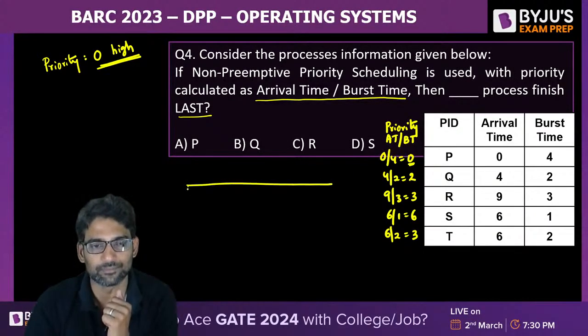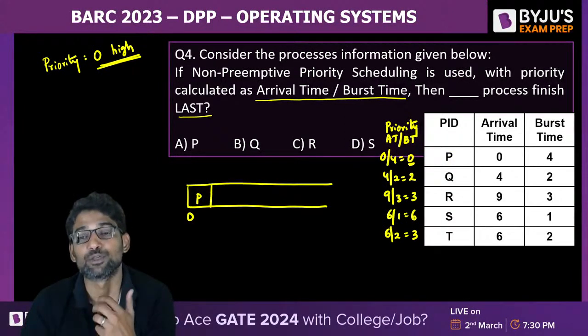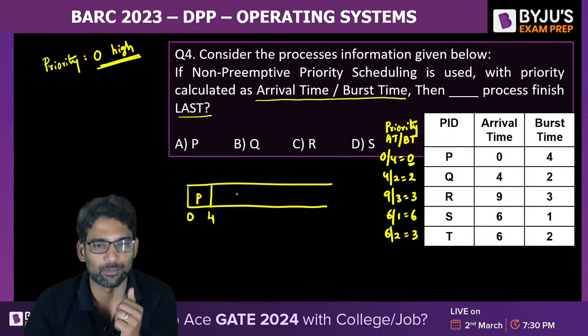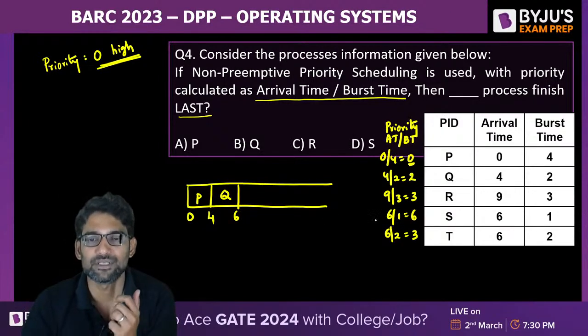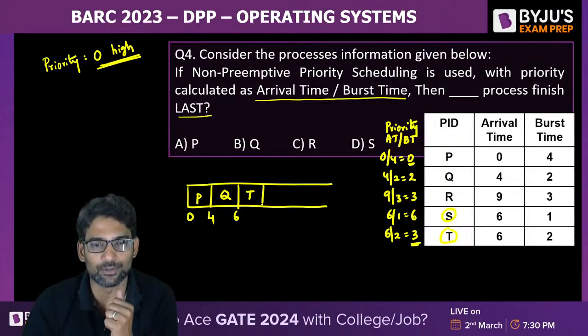However, at time 0, we have only one process, P, available. So P is scheduled and it is non-preemptive in nature. So P is completed. At time 4, I have only one process, Q. Q is completed. At time 6, I got S and T. S has priority 6, T has priority 3. So T is scheduled first from 6 to 8.